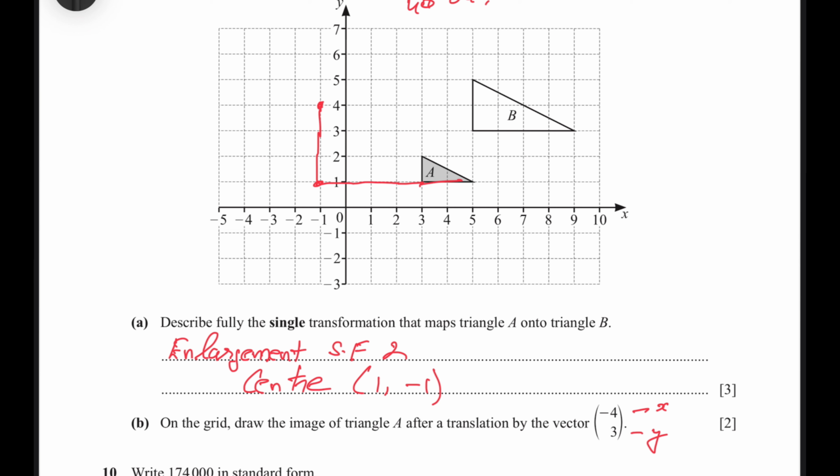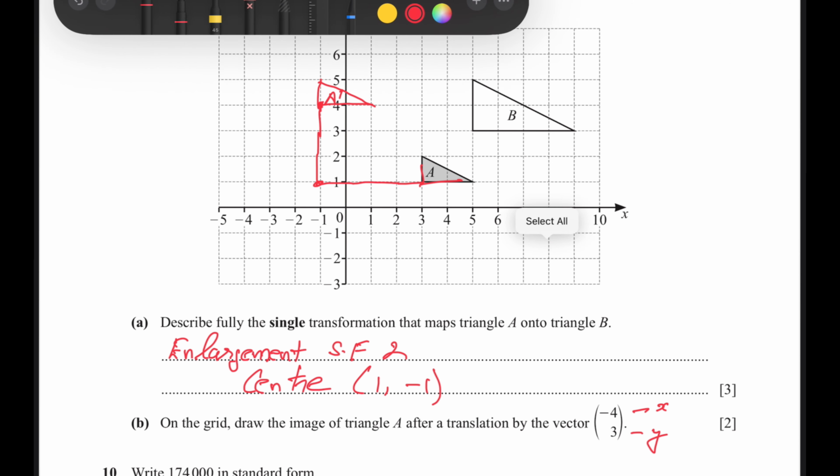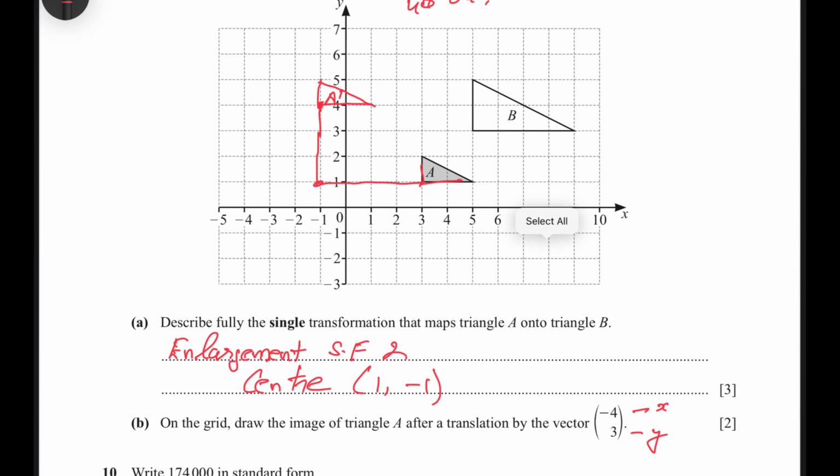This is 2. So over here 2. This is 1. So just like doing 1 and this. So this will be the figure of, we can represent this as A dash. By representing this by A dash, it will be the figure after translation by the vector minus 4 comma 3. Okay.